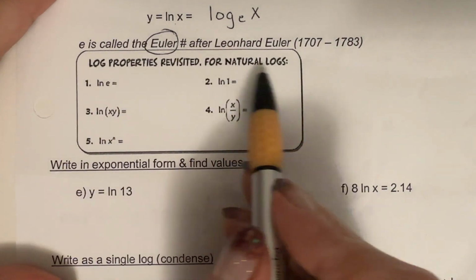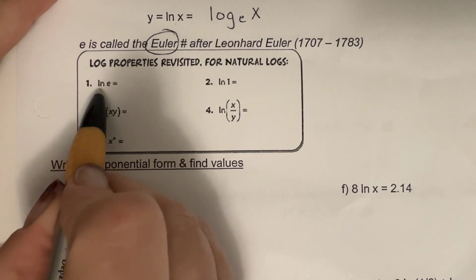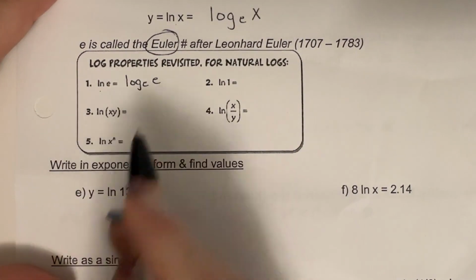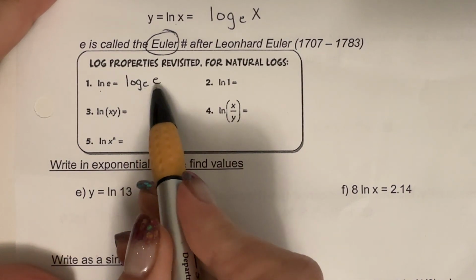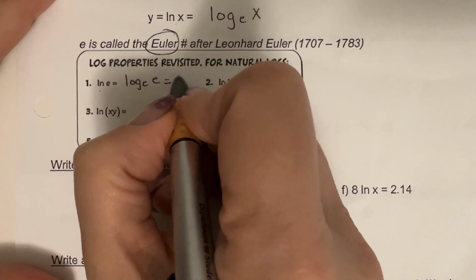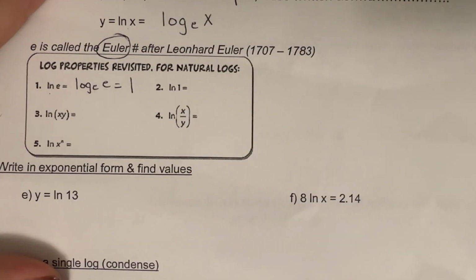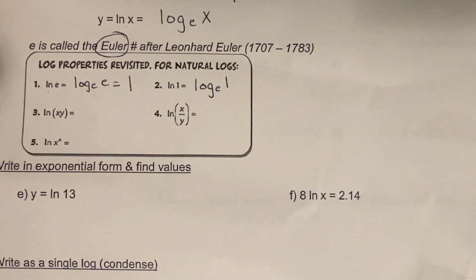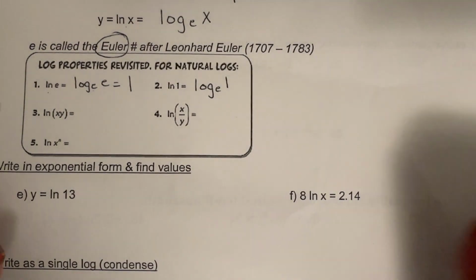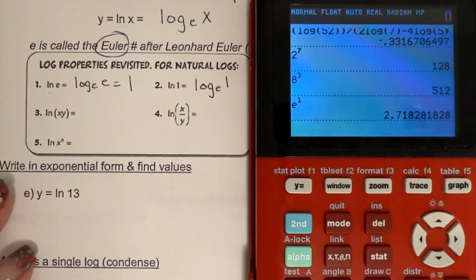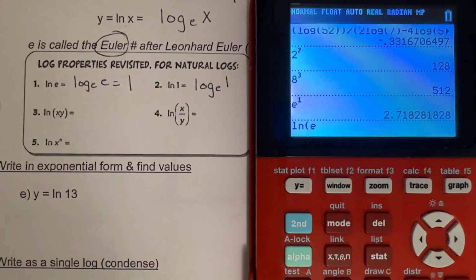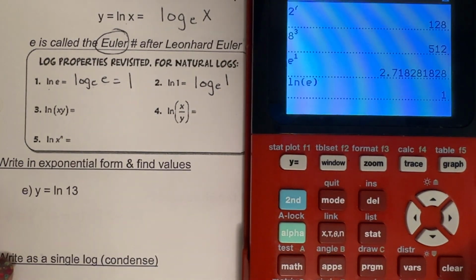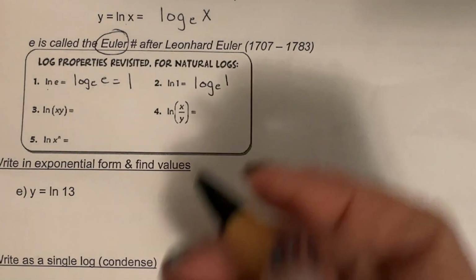Okay, sliding over here to your little box. So log properties revisited, but for natural logs. So this is the same thing as saying log base e of e. And if you remember, whenever you have the base and the argument the same, that's just equal to 1. Over here, if I'm doing this one, this is log base e of 1. And when you have to do something like that, again, if you're not 100% sure, you can do log of e. There's my parentheses. As you can see, that is just going to be equal to 1.